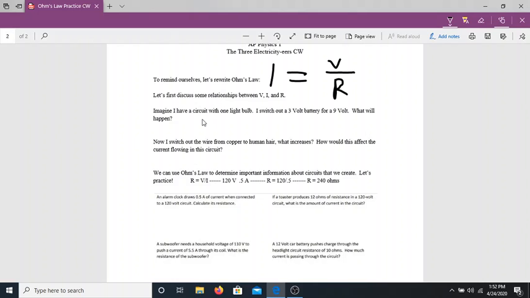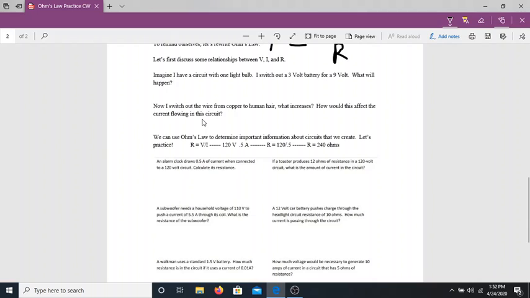Okay, so let's start by having a circuit. Just one circuit, and this circuit has one light bulb in it. And it's powered by a 3-volt battery. Now, I decide I don't want to use that 3-volt battery anymore. I want to switch it out for a newer 9-volt battery. And I just want to think about what will happen. So take 20 seconds, pause the video, or just think about it for a sec or two. What's going to happen if I switch out that 3-volt battery with a 9-volt battery?